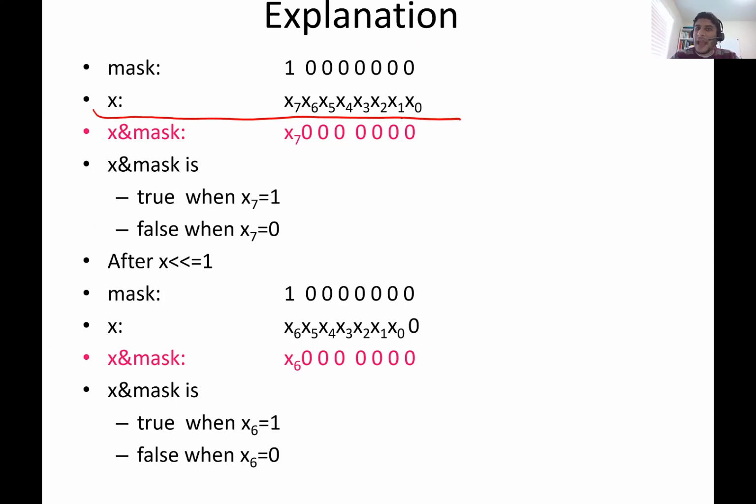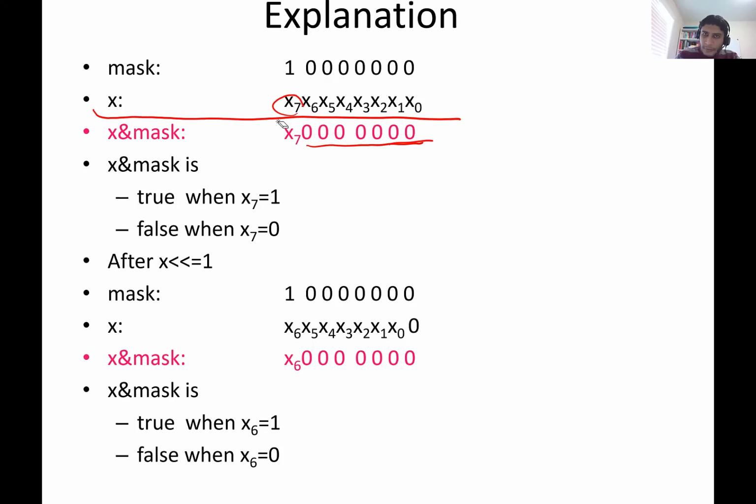Anything ANDed with 0 is going to give you 0. And X7 AND 1 is going to give you X7, because ANDing 1 with anything gives you that thing. ANDing 1 with 0 gives you 0. ANDing 1 with 1 gives you 1, right? So a trick in bit manipulation is if you AND with a 1, you still have the bit itself. If you AND with a 0, you always have 0, right? So it's like you are extracting the 7th bit of X, right? Good.